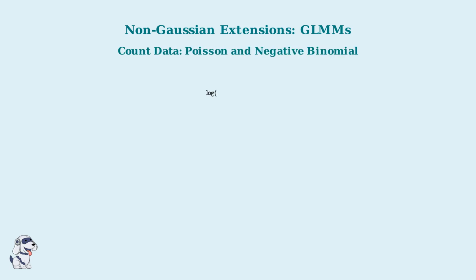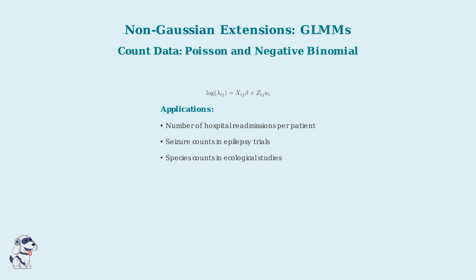Count data, such as the number of hospital readmissions or seizure episodes, are modeled using Poisson or negative binomial distributions. The log link ensures that predicted counts are always positive, while random effects capture individual or cluster-level variation.